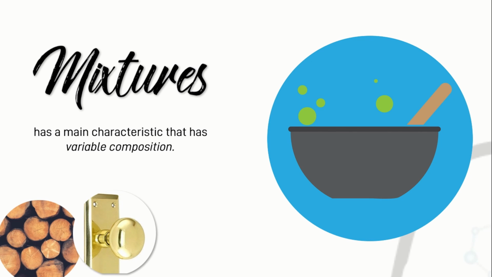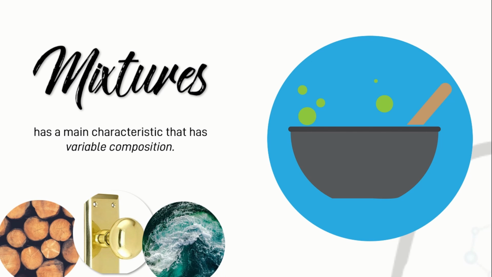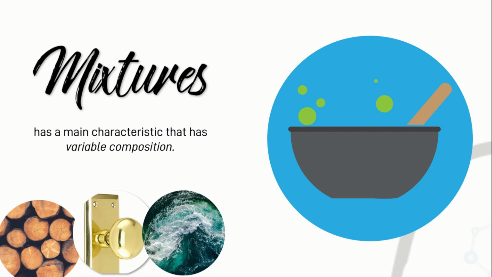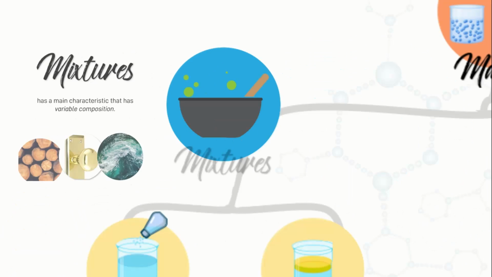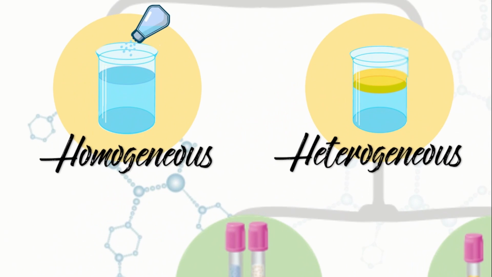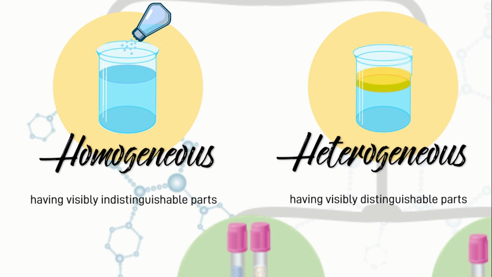Even brass in your doorknob is a mixture. It is composed of two metals which are copper and zinc. And the last example is the ocean water. It is a mixture of water and different minerals. Mixtures are classified into two, homogeneous and heterogeneous mixtures. Homogeneous mixtures have visibly indistinguishable parts.